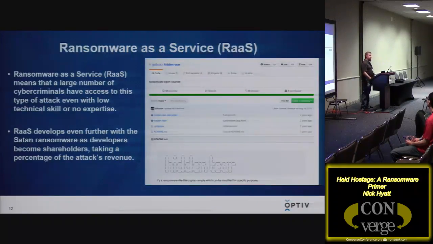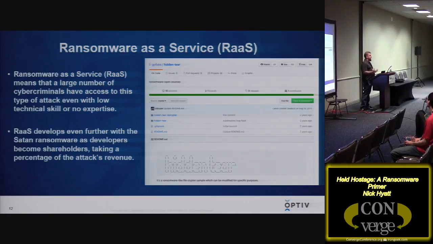And one of the other things we've noticed is ransomware as a service. What we have here is a screenshot of the GitHub page for Hidden Tear. And you can actually go out to this GitHub page and download proof of concept ransomware. Essentially what this means is that a large number of cyber criminals really don't have to develop their own ransomware. They can go grab an installer off of GitHub, distribute it, and then make some money that way.